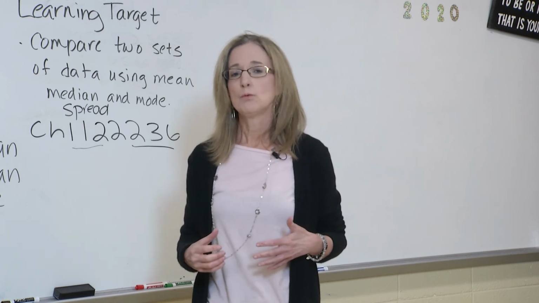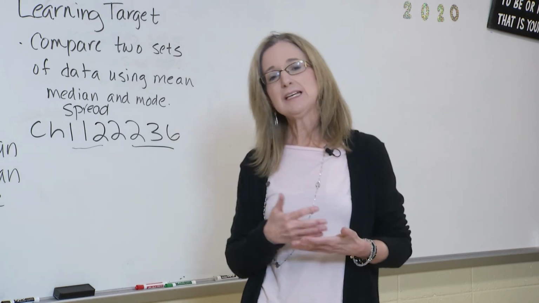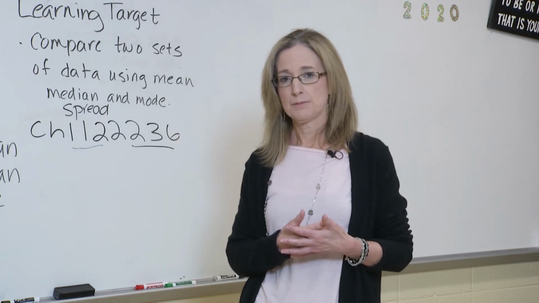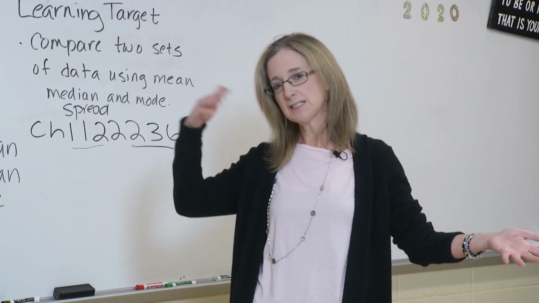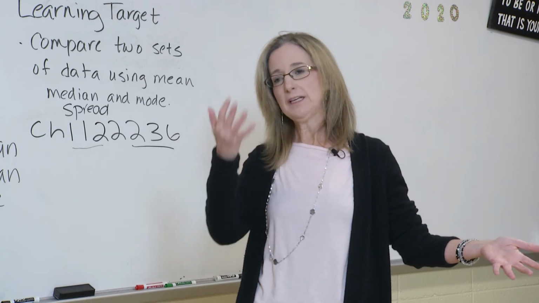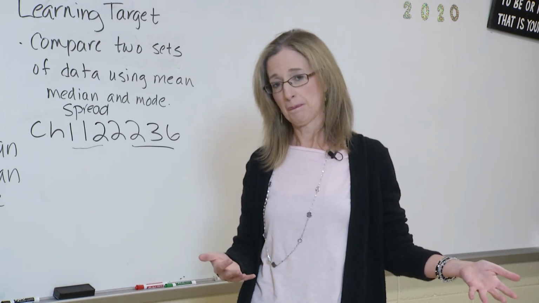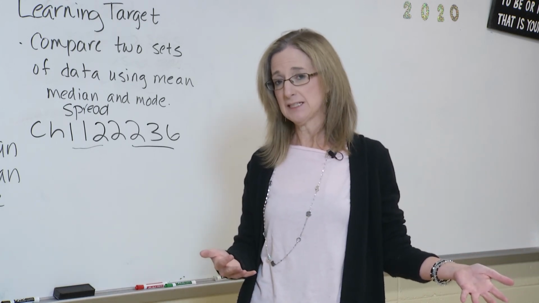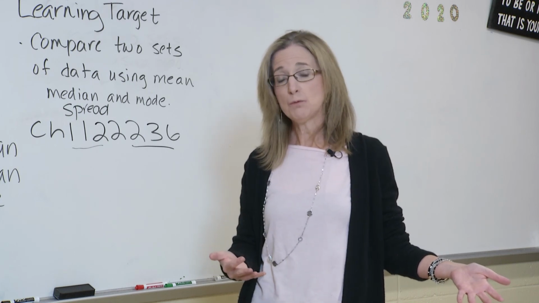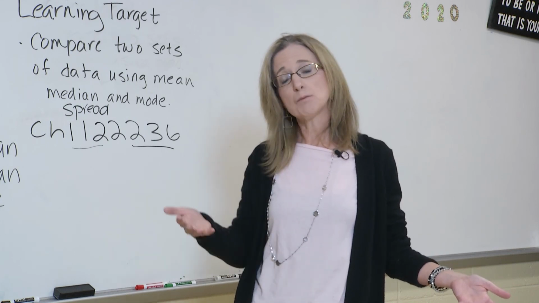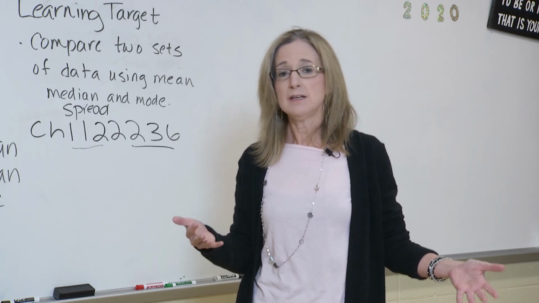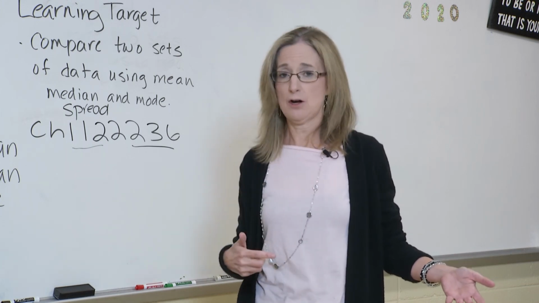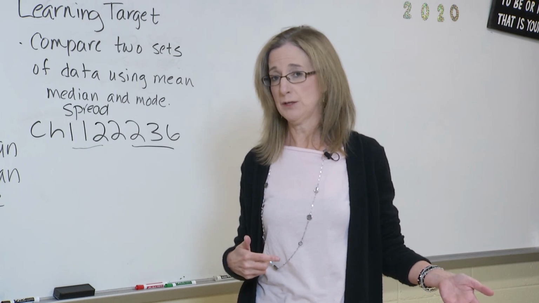Median. What is the median? The median is the middle number. It's the one when you take all of those numbers and you line them up from least to greatest. It's the one in the actual middle. Okay? That's what median is. Now mode. What is mode? Mode is the number that occurs the most frequently. It's the one that you're going to see the most in all of your data. That's what mode is.